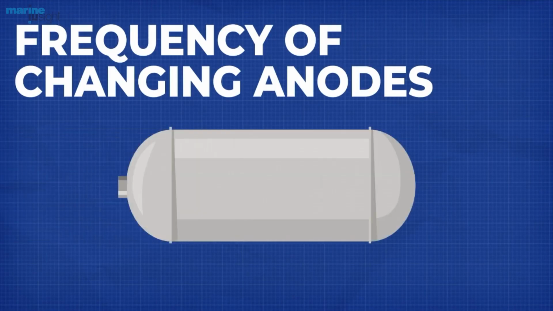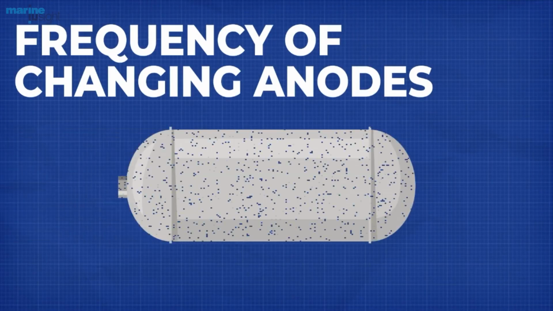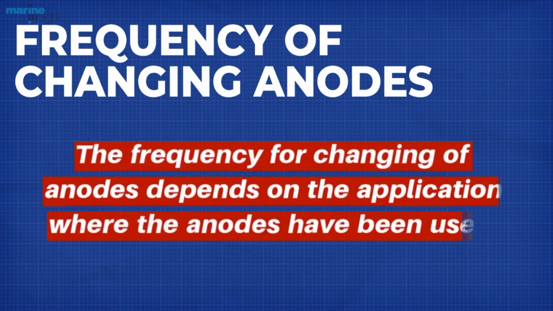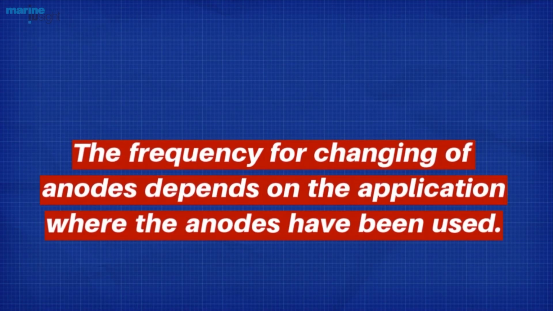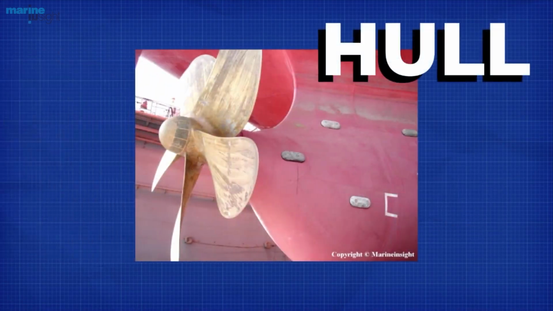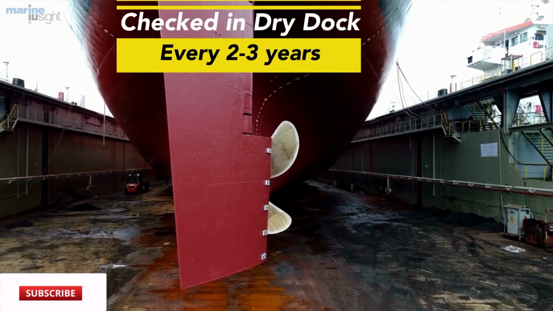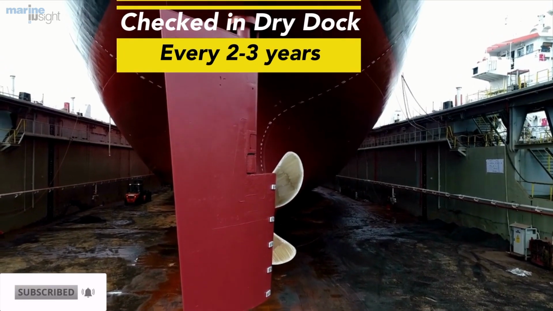Anodes have to be changed only after they are completely decayed. The frequency for changing of anodes depends on the application where the anodes have been used. In case the anodes are attached to the ship's hull, then they are to be checked during dry dock, which takes place after 2 to 3 years.